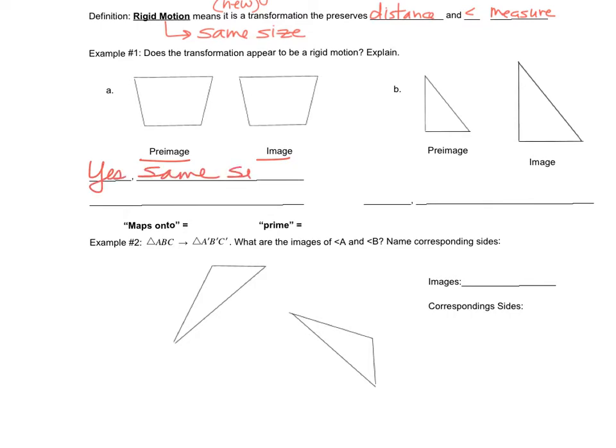You can say they're the same size, or you could say preserves. You don't need to do both of these. Distance and angle measure.